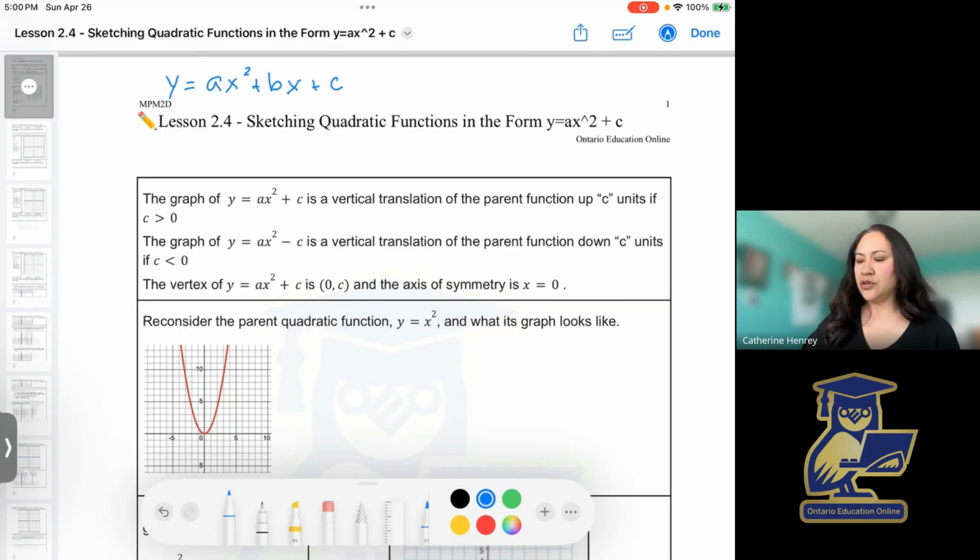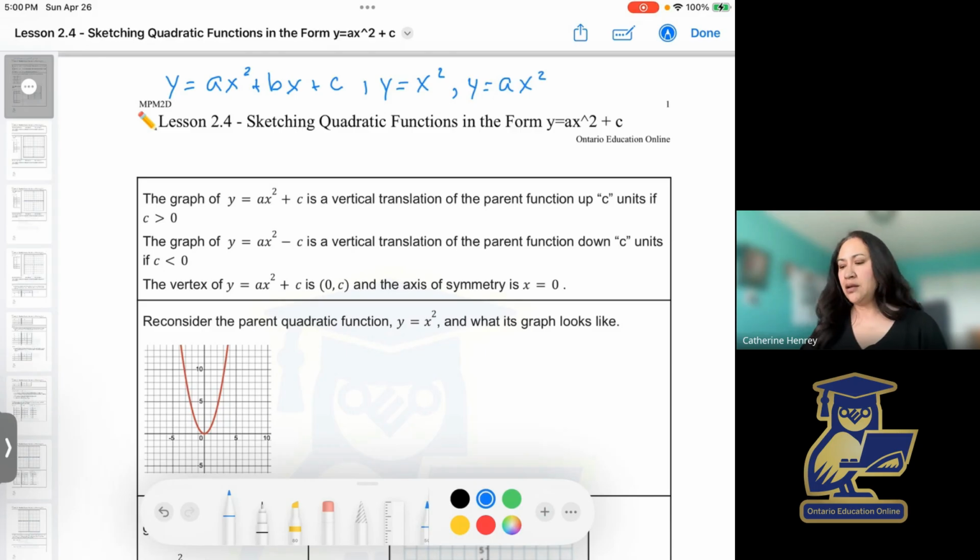And so we first learned, at the very beginning, our parent function, the basic function of y equals x², and what that looks like and some key characteristics of that. Then in the last lesson, we introduced the a in front of the x². And depending on this coefficient, we might have a parabola that's stretched vertically or compressed vertically or flipped upside down. So that a value really changed our basic parent function of y equals x².